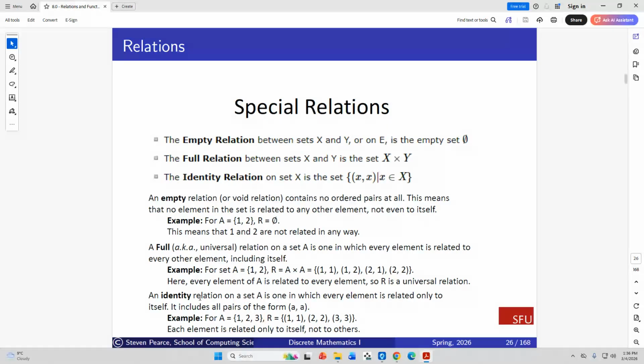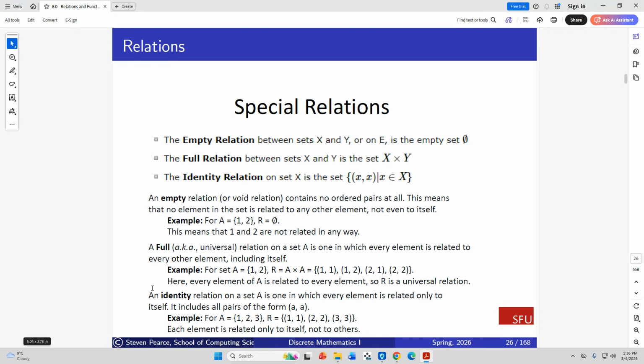The identity relation on set A is one in which every element is related only to itself. It includes all pairs of the form (a, a). For example, A equals {1, 2, 3}, R equals... The identity relation is {(1,1), (2,2), (3,3)}. Each element is related only to itself, not others. So that's the identity relation.